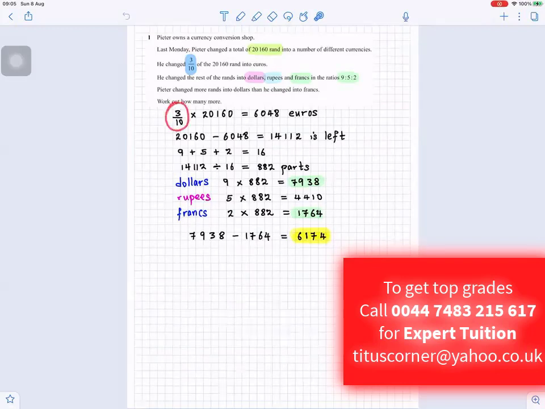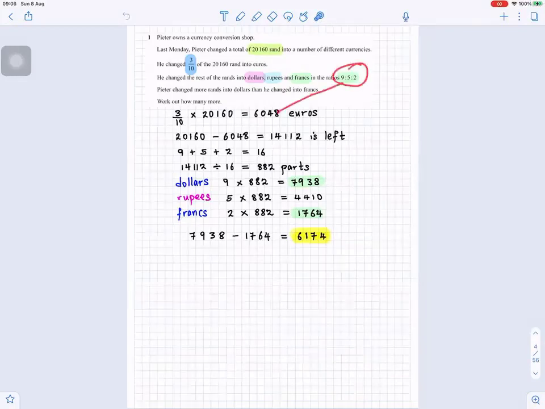So 3/10 times 20,160 gives you 6,048 euros. And 20,160 minus 6,048 gives you 14,112 left. And they share it in the ratio 9 plus 5 plus 2, which gives you 16. So 14,112 divided by 16 gives you 882 per part.